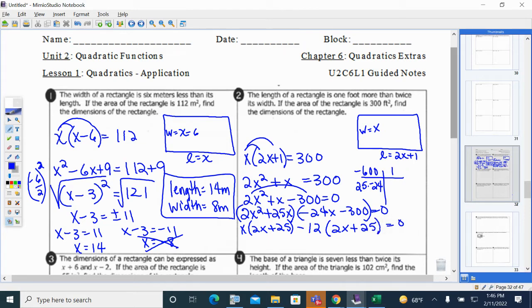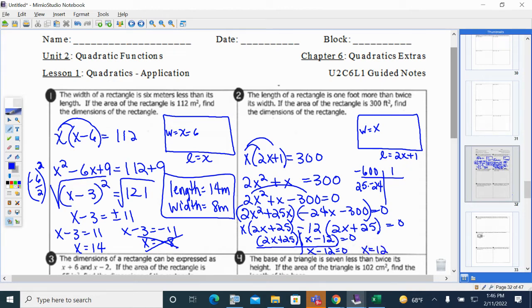And then from there, the 2x plus 25 is my one factor, and the second one is the x minus 12. Now, the x minus 12 is the easy one to solve here, and I'm so out of room, but x minus 12 equals 0. Add the 12, we get x equals 12.